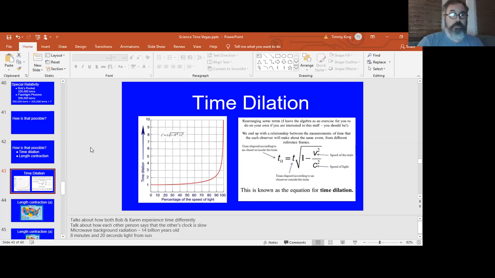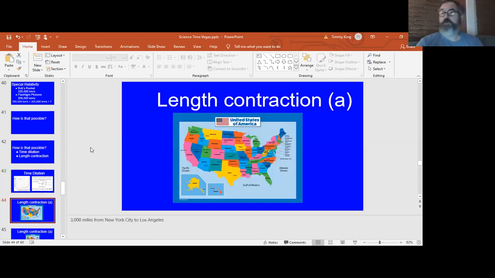The other thing is length contraction, and that the faster you get, the closer that you get to, oh wait, a raised hand. This is interesting.